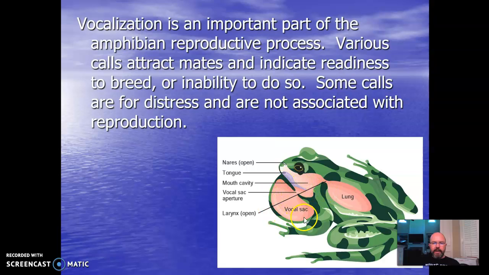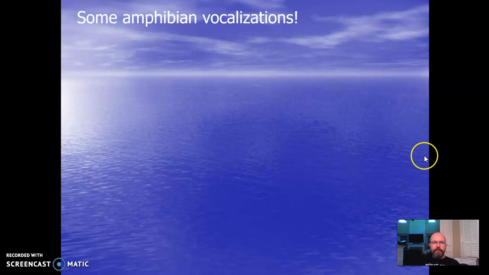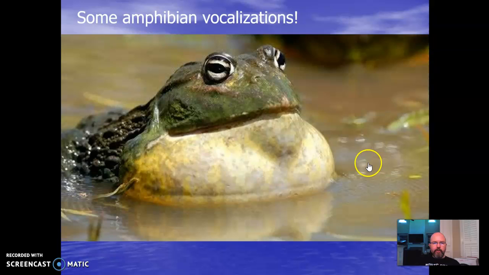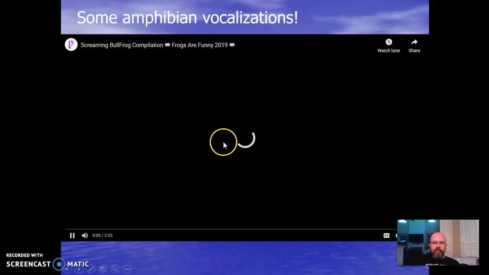You can see the vocal sac, which is found inside the mouth, that stores air. They can release air over a large period of time to make noise, as well as releasing air from the lungs to make sound. So here are some examples of amphibian vocalization.